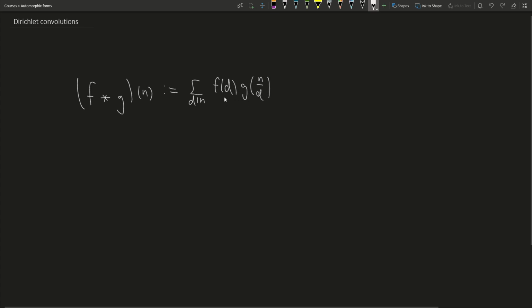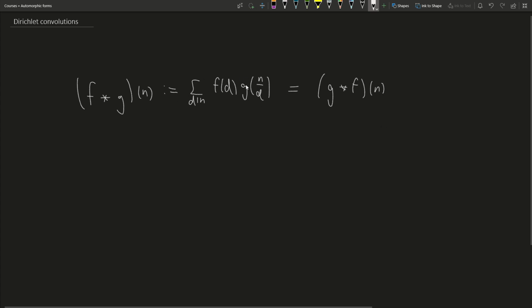And you can see that, of course, it doesn't matter which is which, right? You're summing over all the same terms either way. So this is equal to the Dirichlet convolution of g and f at n.